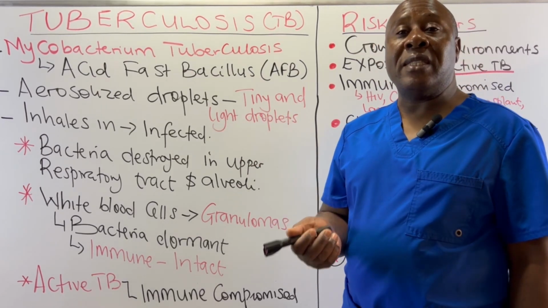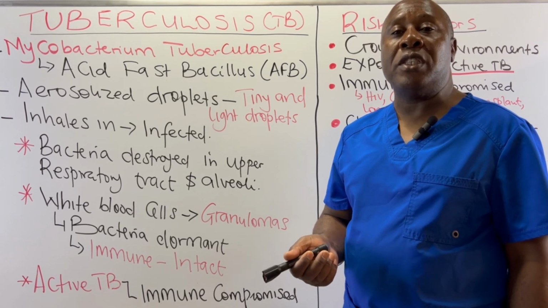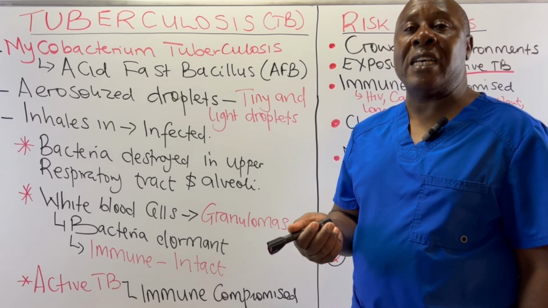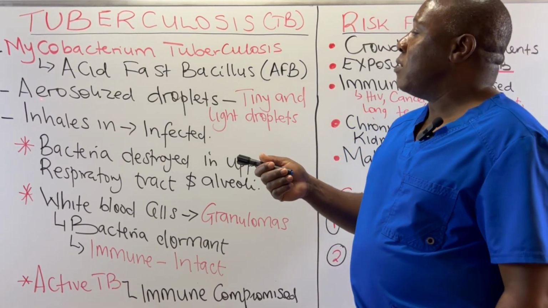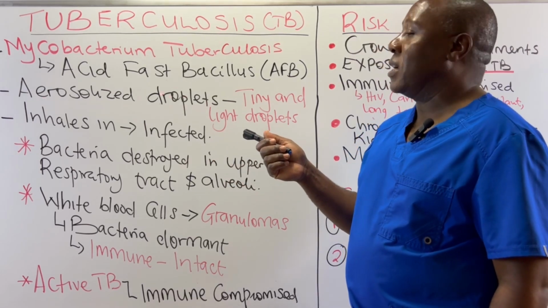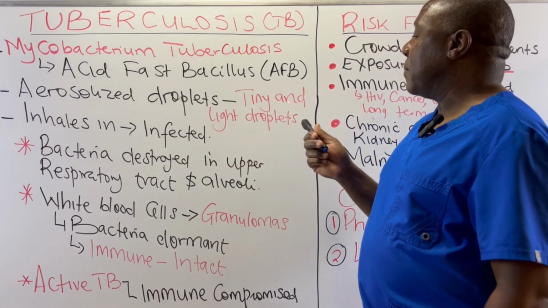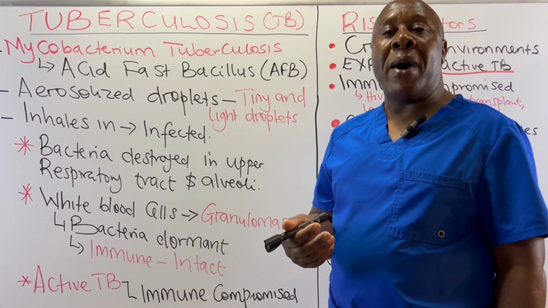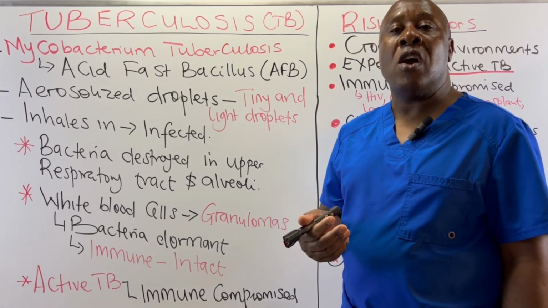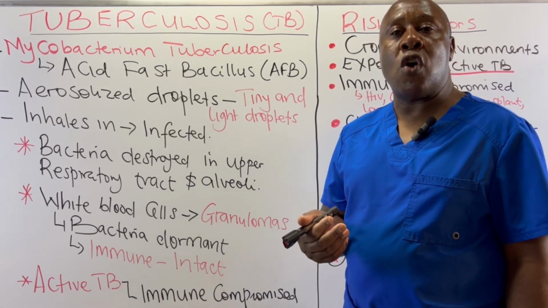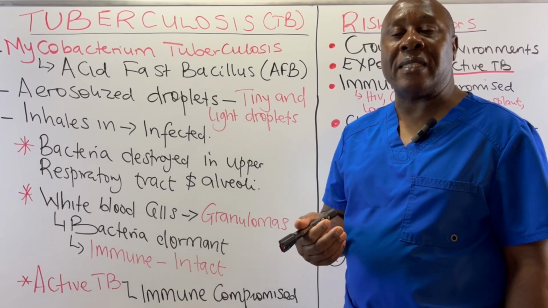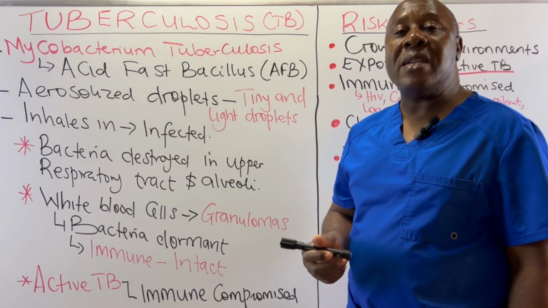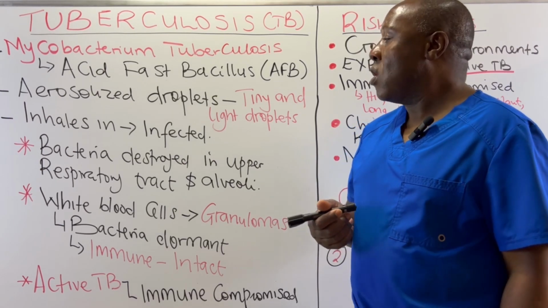In other words, it is that bacteria that has the capability to retain its original color when stained or washed in an acidic solution. TB is spread via aerosolized droplets. These are very tiny and light droplets which are normally released into the air by an infected person when he or she sneezes, coughs, talks, or even sings. Now, these particles are so light and tiny such that they can remain suspended in air for several hours.